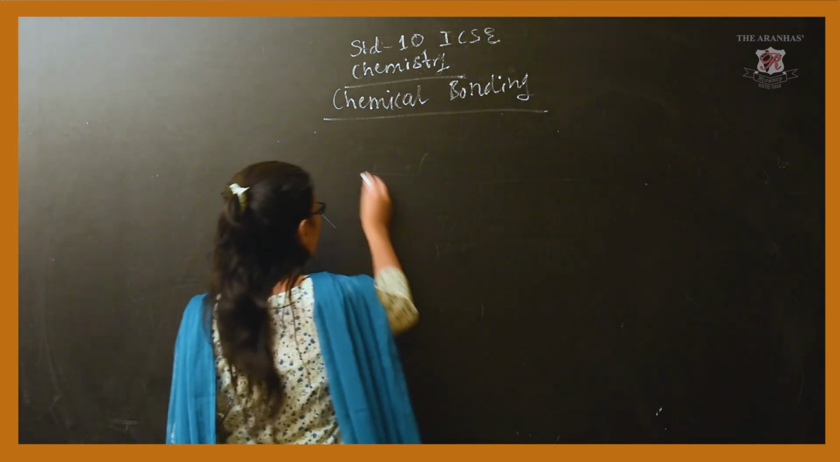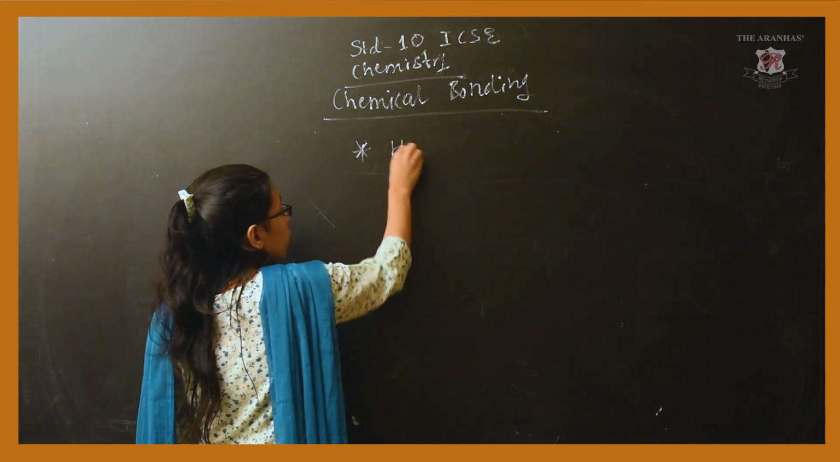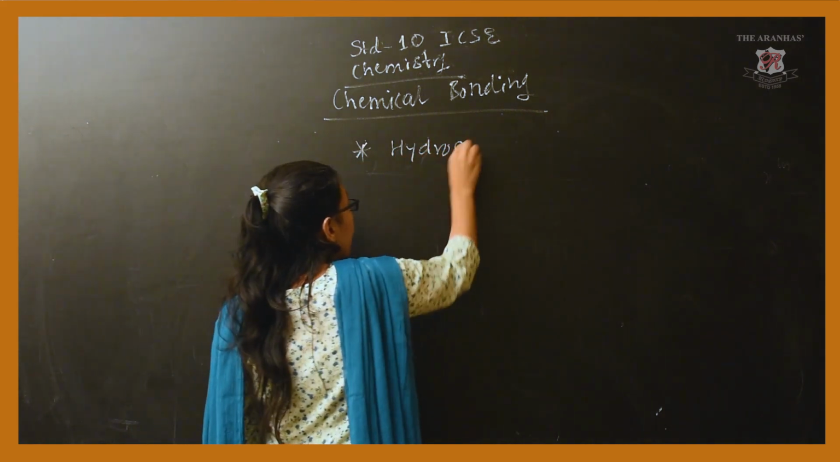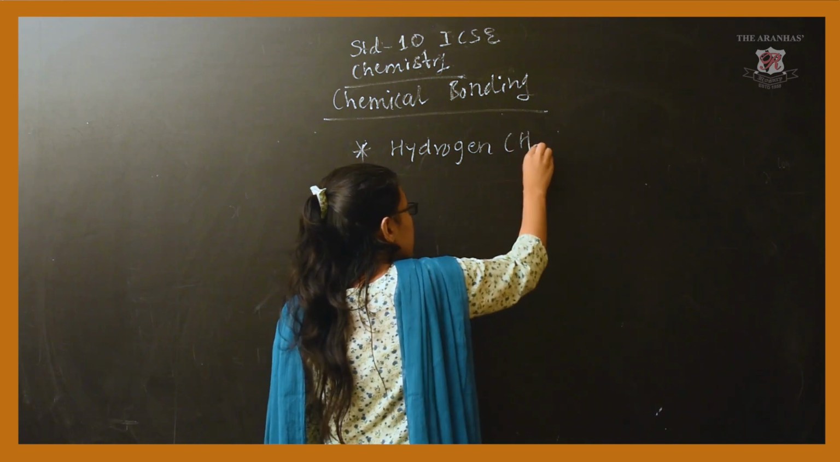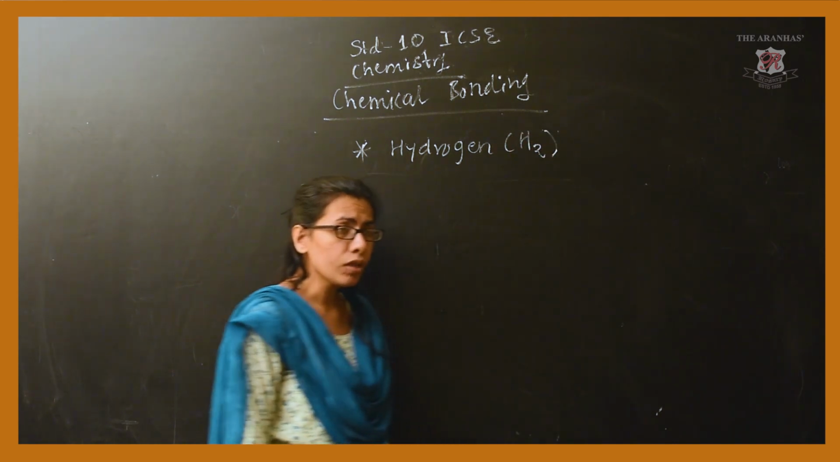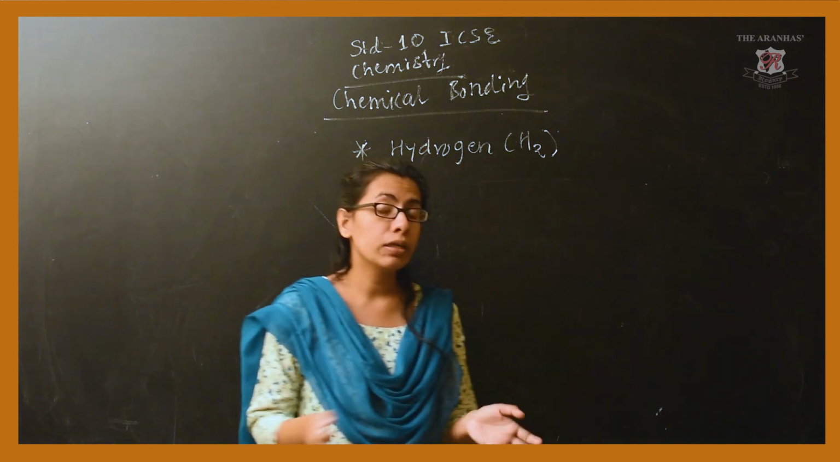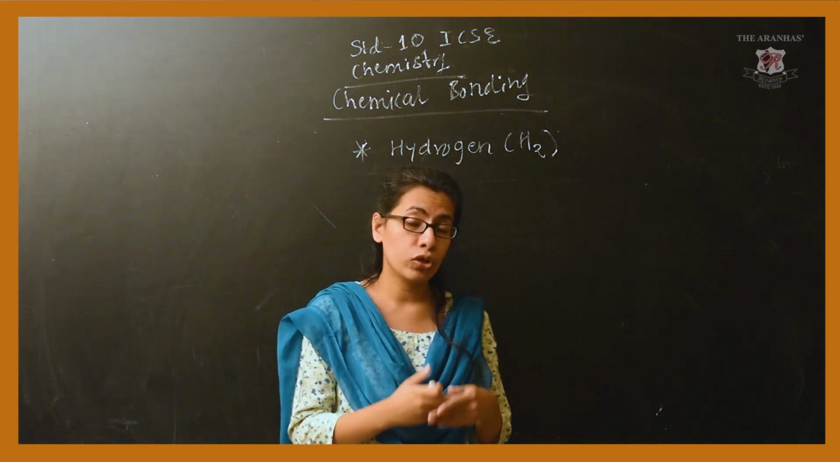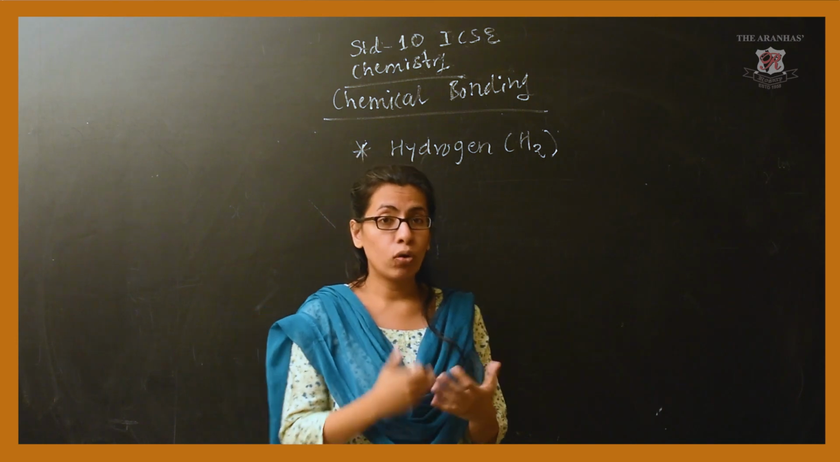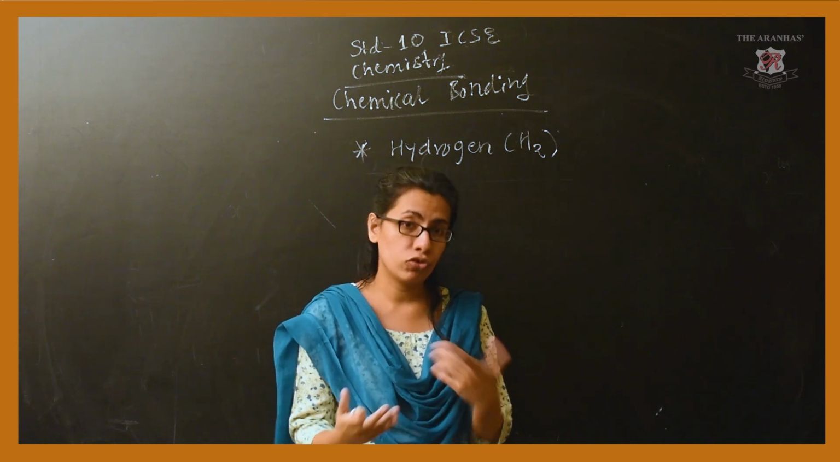Now in the non-polar covalent compounds, let us talk about the first molecule, which is nothing but the hydrogen molecule, which is represented as H2. We can explain this particular hydrogen molecule in a number of ways, how this hydrogen molecule is formed, or how the covalent bond is formed between the two hydrogen atoms.